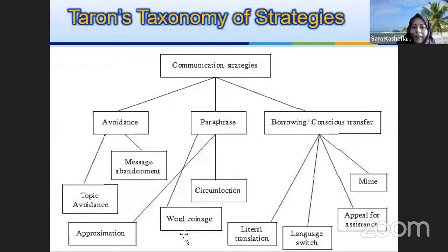The next type of paraphrase, which is again another communication strategy, is word coinage. The learner tries to make up a new word. Why? Because he or she wants to communicate a desired concept. For example, the learner says airball for balloon. So he invents a new word. Okay. Then we have circumlocution. So instead of using the appropriate target language item, the learner tries to describe the characteristics or the elements of the object or action.